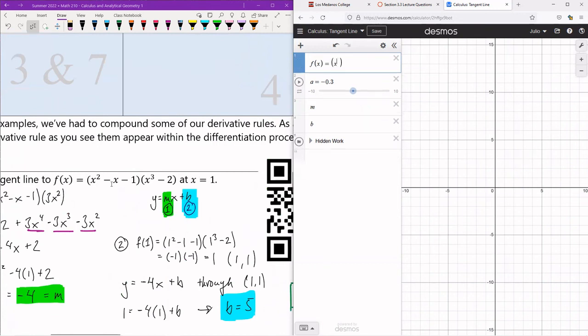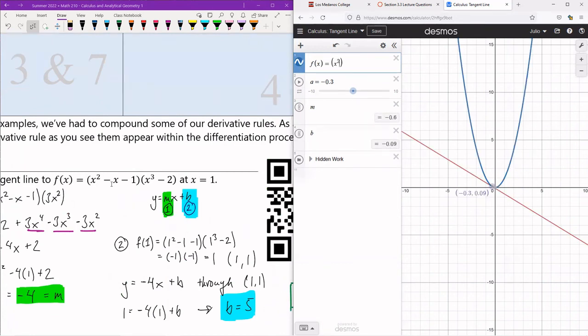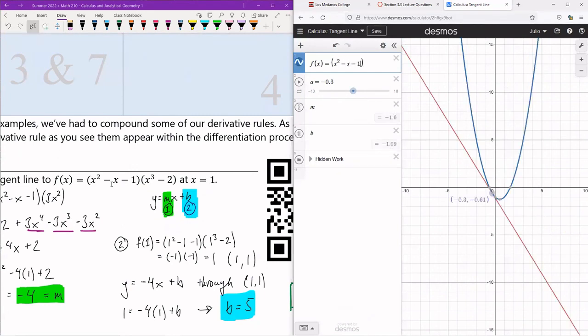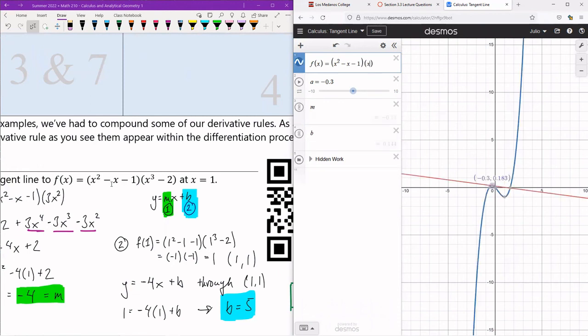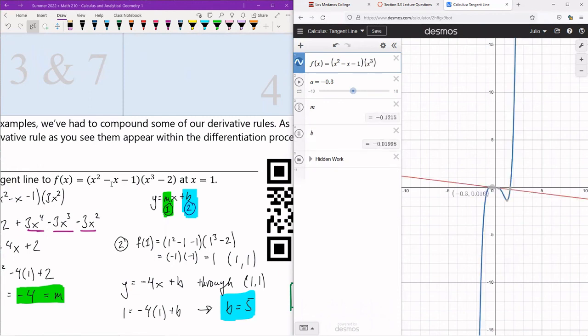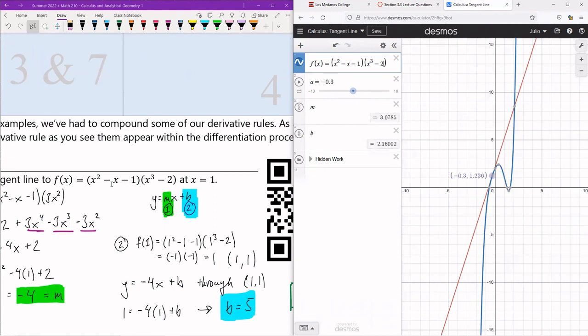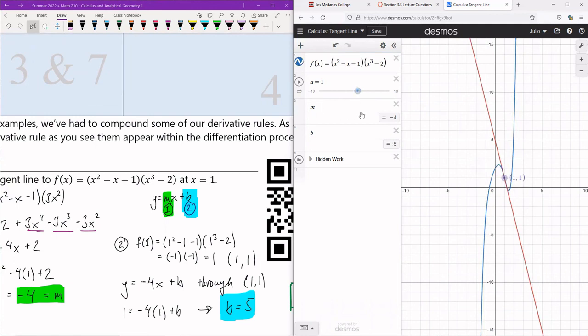So x squared minus x minus 1 times x cubed minus 2. Okay, and I need it at x equal 1. So I'm going to make my a that x equal 1. Okay, so I'm going to go ahead and move this to 1, and there we go. We got our m being minus 4 and our b being 5. So that verifies it. Okay, at least double checks our work.